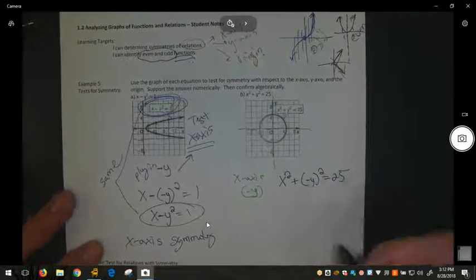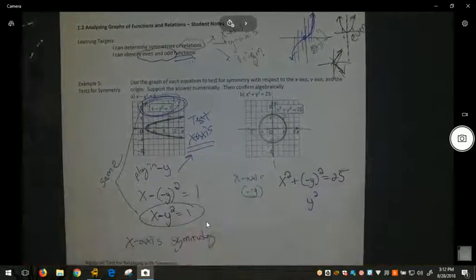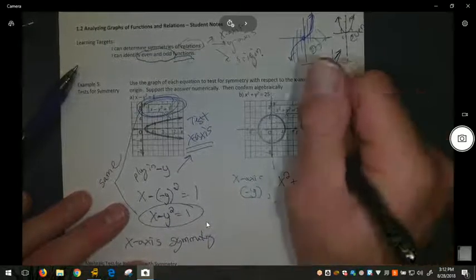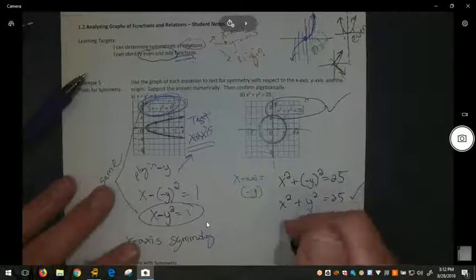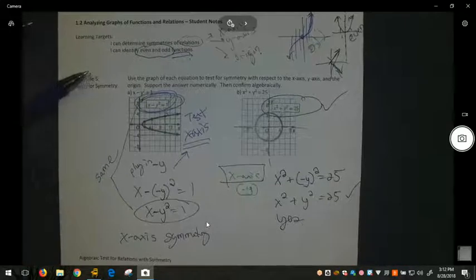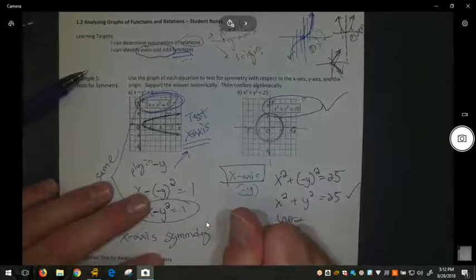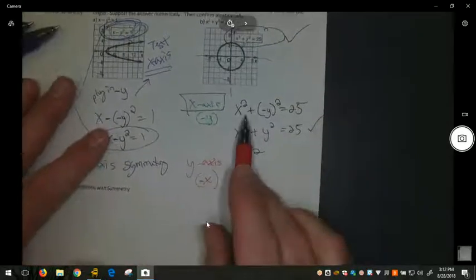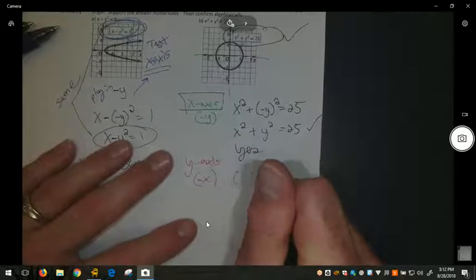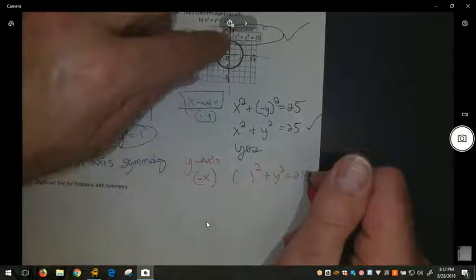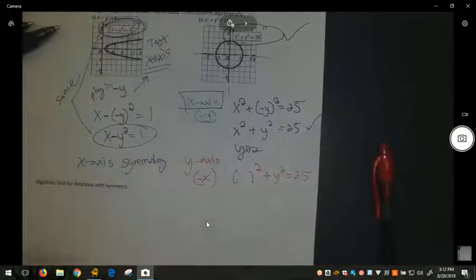When you square negative y times negative y, you get positive y squared. This gives us the exact same equation. So it does have x-axis symmetry. For y-axis, similarly, we'll plug in the opposite of x. So into this equation, we have x squared plus y squared equals 25. That's our original equation for this relation.